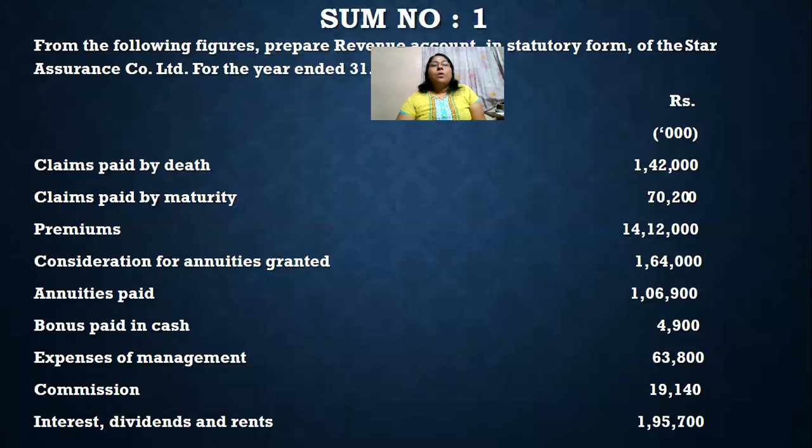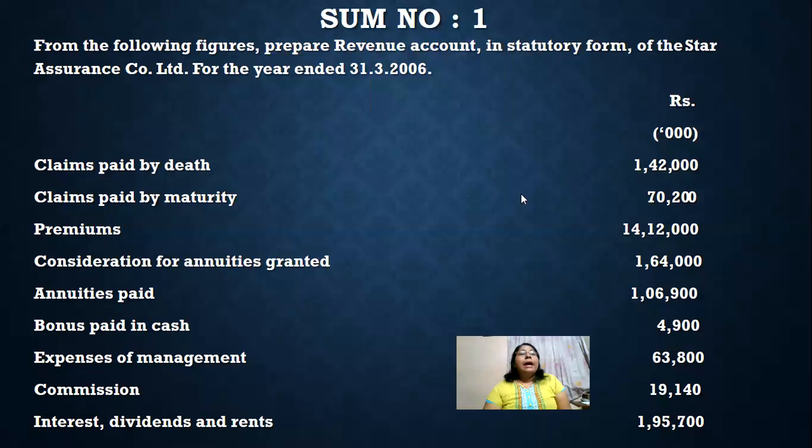Let me check one problem and how to prepare the life insurance company revenue account. Look at this problem. From the following figures, prepare the revenue account in statutory form of the Star Assurance Company Limited for the year ended 31/3/2006. The amounts were given after omitting 3 zeros.